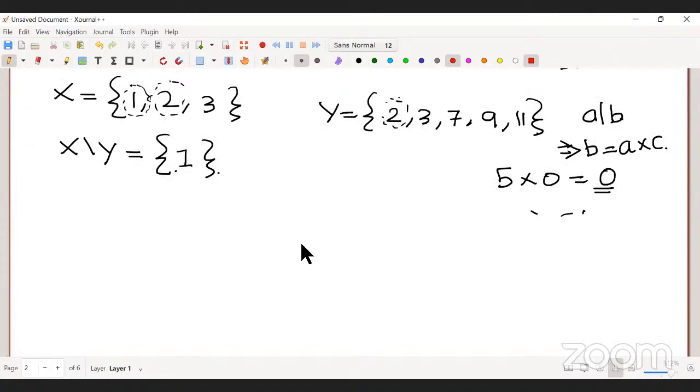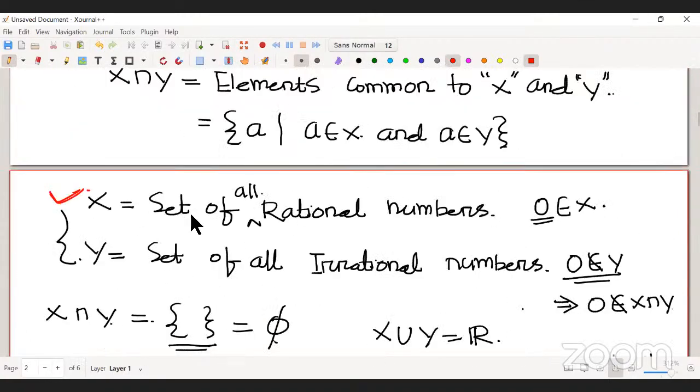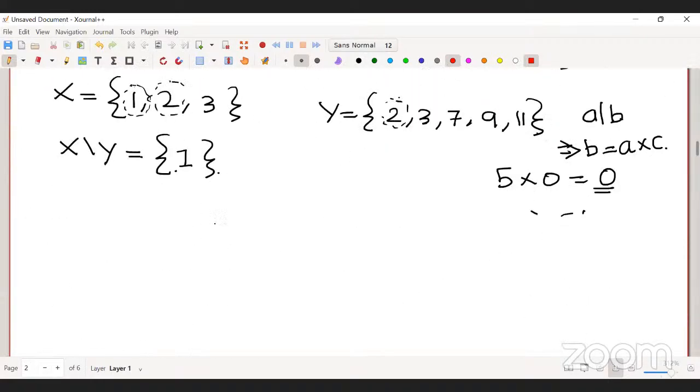All the elements of X are not in Y. If you pick any element from the set X, that element is not in Y, because all the elements of X are rational numbers. A rational number cannot lie inside Y, because Y consists of all irrational numbers. So all the elements of X are not in Y. That means X difference Y is precisely X.